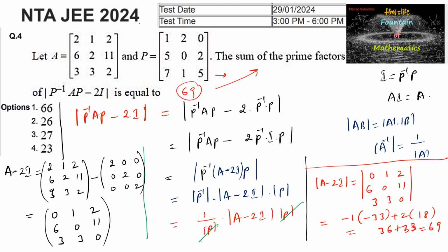So the prime factors of 69 can be taken as 3 is one prime factor and 23, since 3 times 23 is 69. So 3 and 23 are the prime factors and the sum of the prime factors we can write as 3 plus 23, which is 26. So the answer is 26, which is option B.